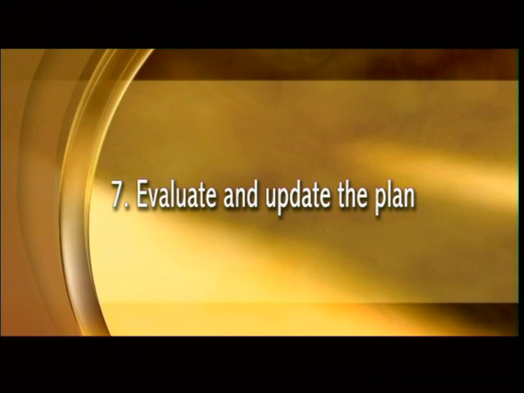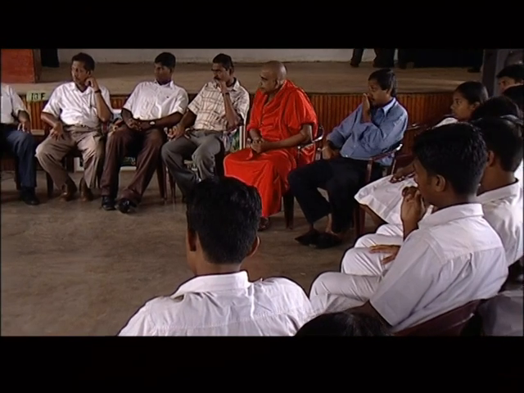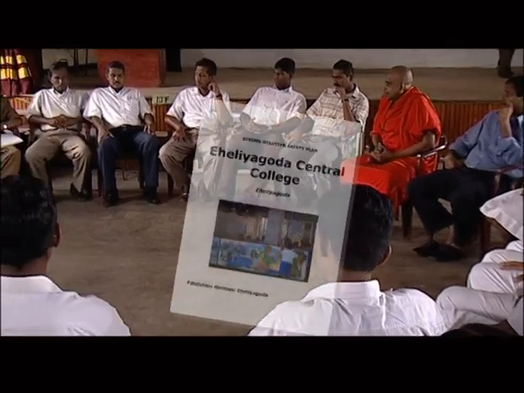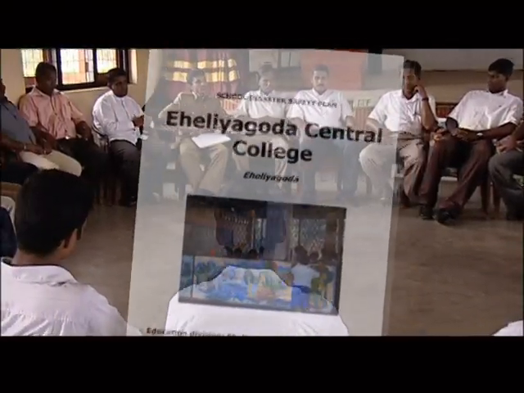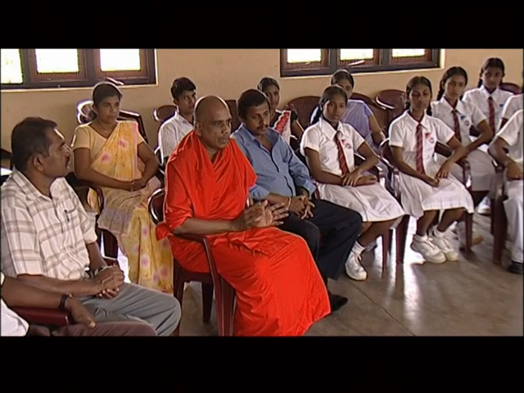Step 7. Evaluate and update the plan. The school disaster safety plan needs to be updated at least once a year. The date can be set according to school vulnerability for disasters. For example, in the rainy season. The updated version also needs to be disseminated among all stakeholders.